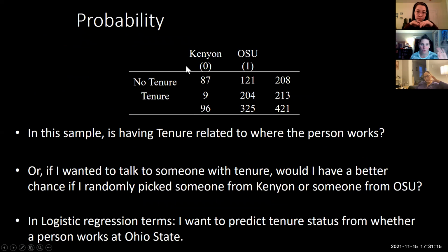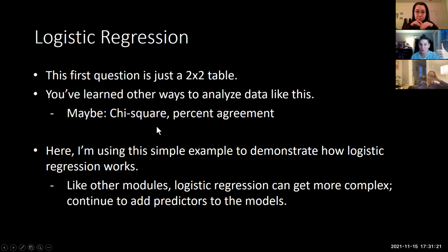you've seen this before, I think, yes? You've seen things like this before, a 2x2 table? Learned about maybe chi-squares or percent exact agreement, something like that before? So there are other ways to analyze data that look like this. A 2x2 table is just scratching the surface.